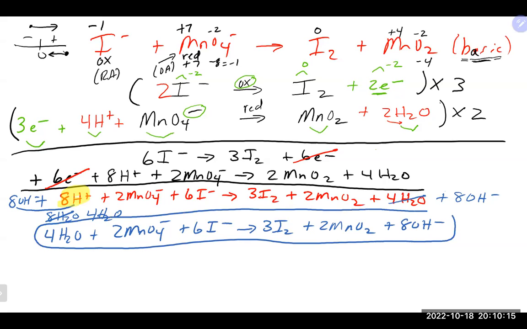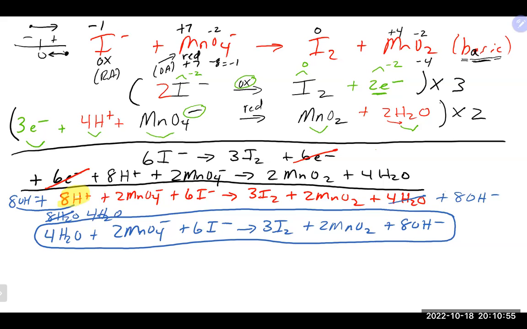And once again, we should still be balanced. So 4 times 2 is 8 hydrogens on the left, 8 over here on the right. We've got 4 oxygens in the first one, 8 more oxygens in the second. So that's 12 oxygens, 4 oxygens here and 8 here, which is 12. 2 Mns on both sides, 6 iodides on both sides. Once again, overall charge on the left there is 2 times minus 1, which is minus 2, and 6 times minus 1, which is minus 6. That's a minus 8 to match the minus 8 that we have over here. And we are balanced in both cases.